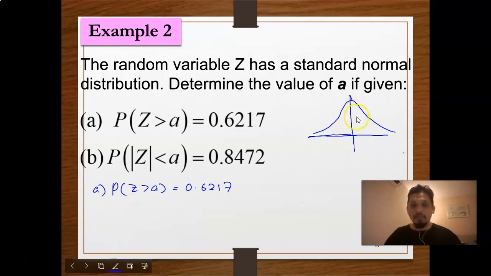Where half of this area is 0.5. Half of this is 0.5. And half of this is also 0.5. So 0.5 plus 0.5 is equal to 1.